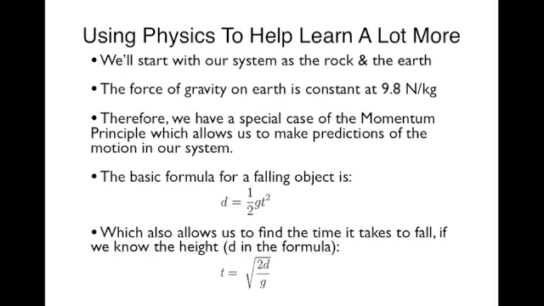The basic formula for a falling object is that the distance it falls is equal to 1/2 the gravity constant times the square of the time it's been falling. This also allows us to solve that for the time it takes to fall if we know the height, which we do, 41.1 meters. So we get the formula: time is equal to the square root of twice the distance divided by the gravity constant. Now let's take a look at our code.